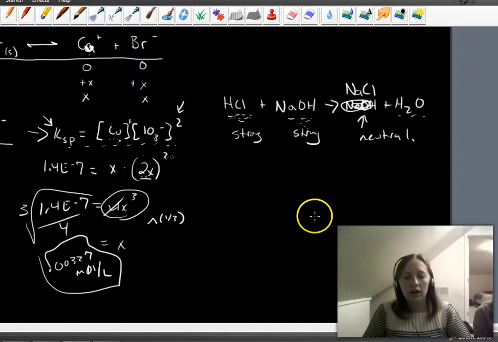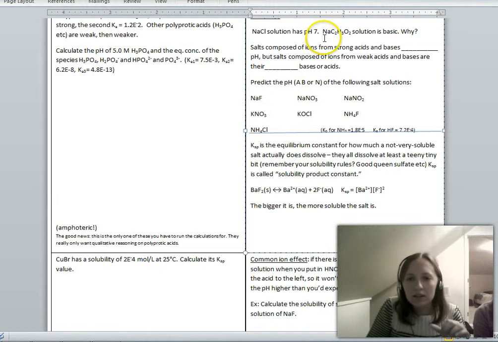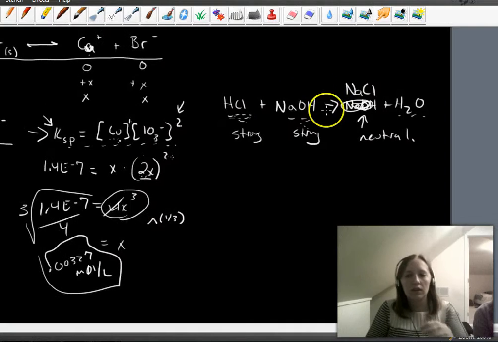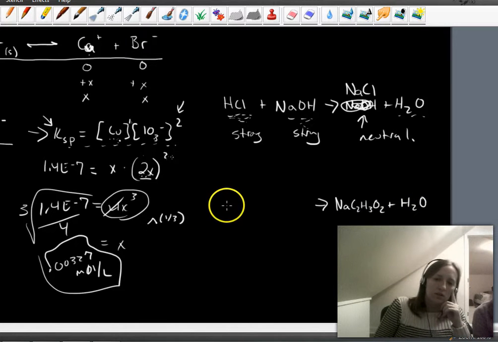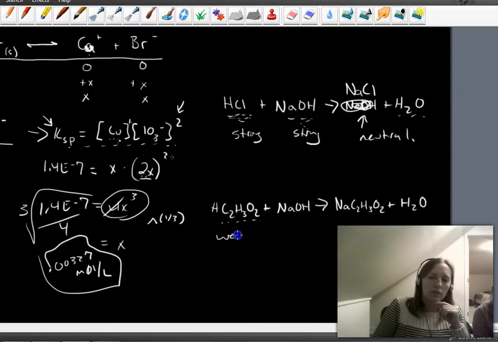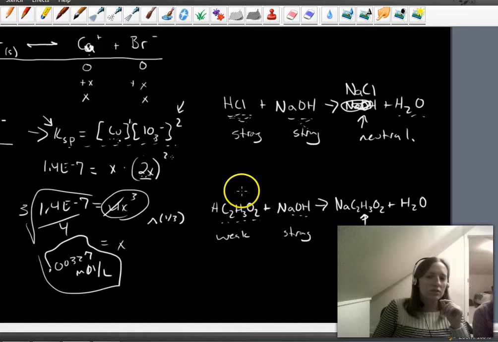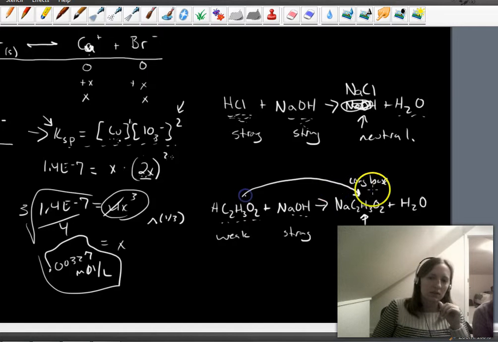All right. And then our other thing that we have to consider is sodium acetate. If you had a neutralization reaction that resulted in sodium acetate and water, what was it that you neutralized? You did acetic acid, C2H3O2, and sodium hydroxide. What kind of acid is this? It's a weak acid. And what kind of base is this? Strong base. This contains the acetate ion, which is the what of this? It's the conjugate base of this weak acid, right?